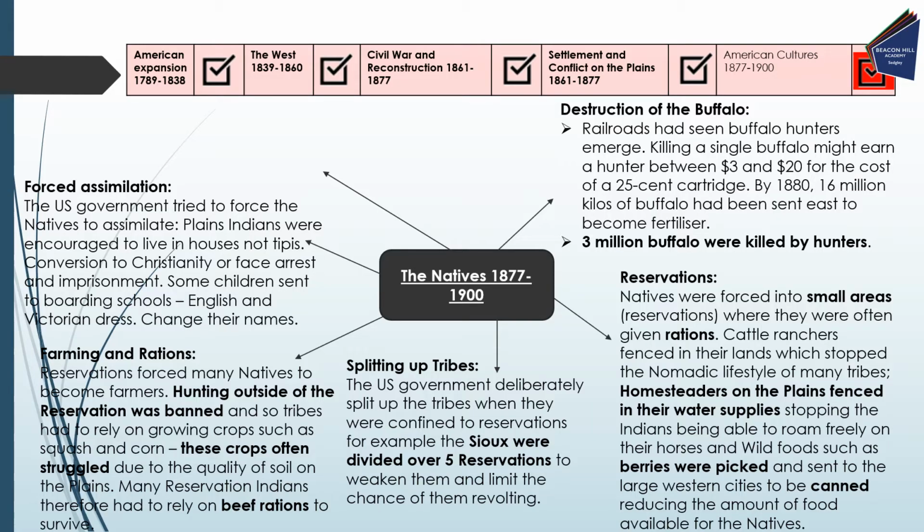So, for example, Plains Indians were encouraged to live in houses, not teepees. They were forced to convert to Christianity or face arrest if they didn't. And some children were sent to boarding schools where they were taught English and they were expected to wear Victorian dress. They were also given English-style names, which is a huge difference for the natives and would have removed a large part of their identity.